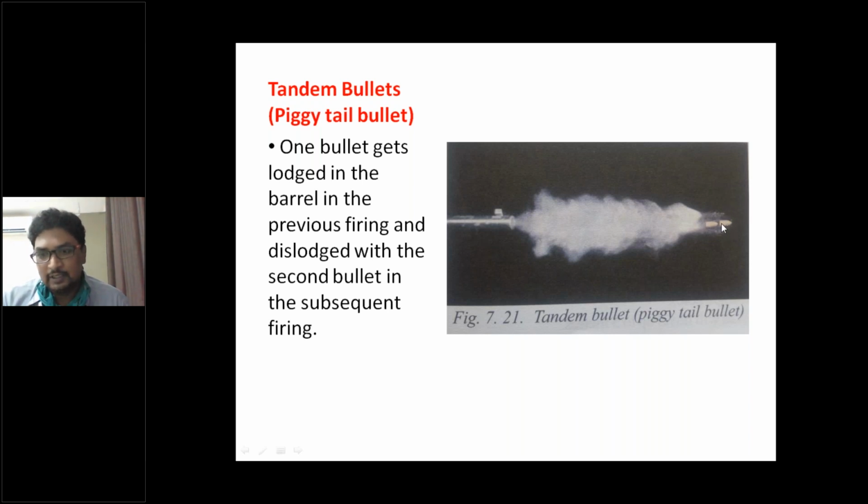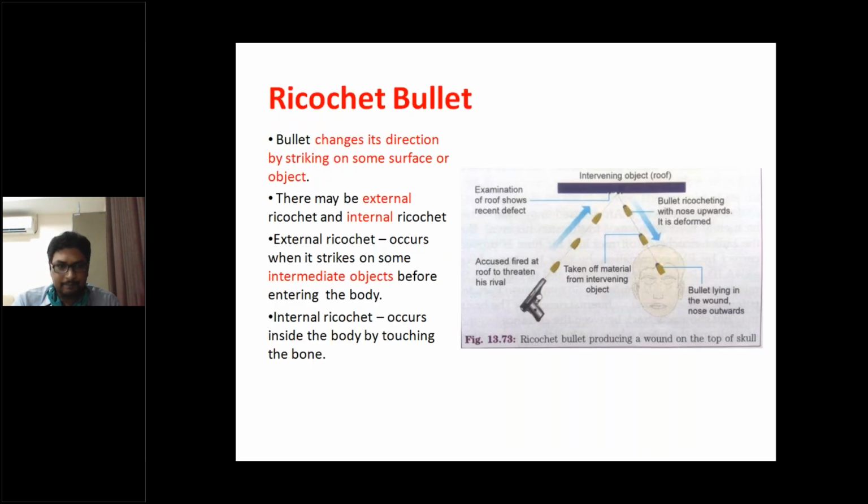In the diagram you can see here there is one bullet, and then behind this is one more bullet, and then all these things are gases that are produced, and then here you can see the barrel. So piggy tail bullets are tandem bullets.